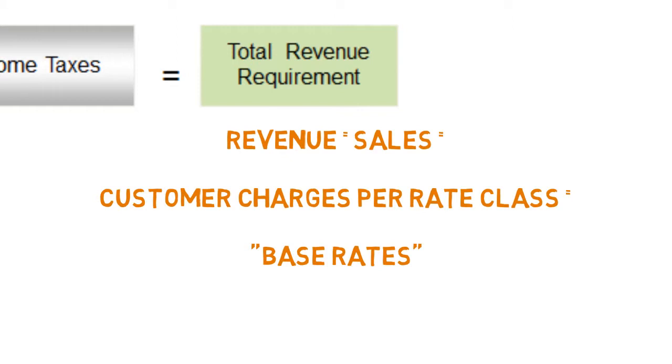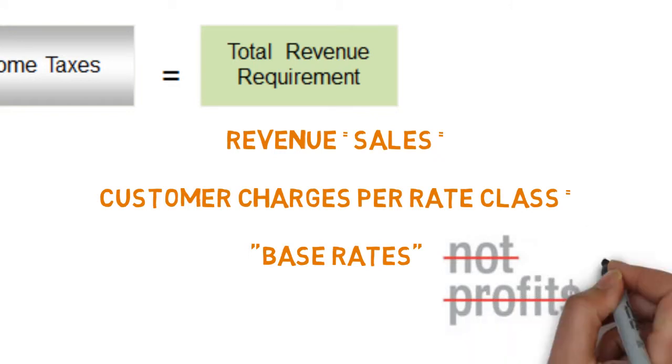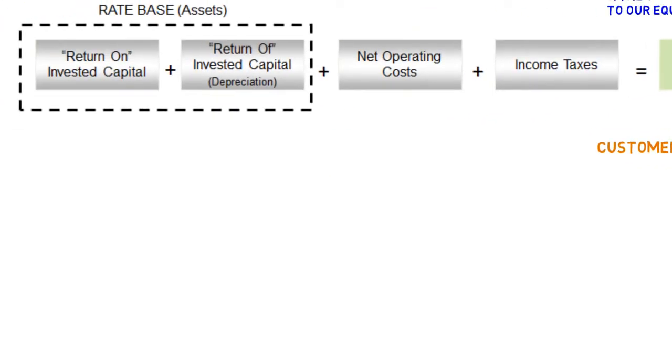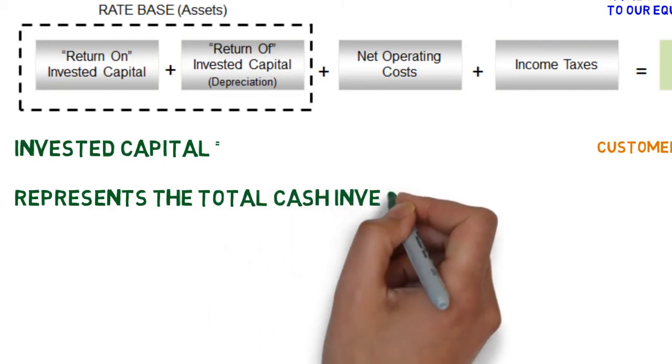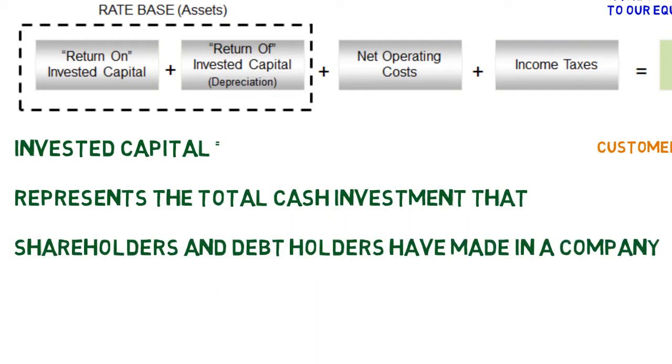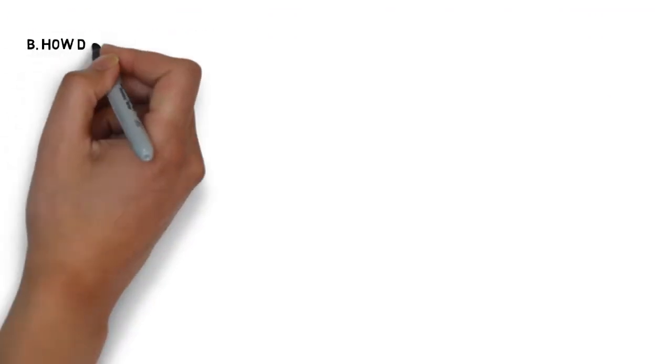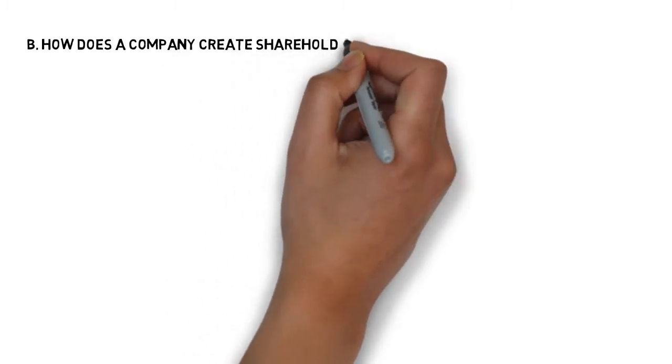Revenues equals sales, but it also equals the customer charges per our rate classes, also called base rates, not to be confused with profits. And try not to confuse it with rate base. It gets confusing. Rate base is invested capital, representing the total cash investment shareholders and debt holders made in the company. So it leads to a question: how does a company create shareholder value?